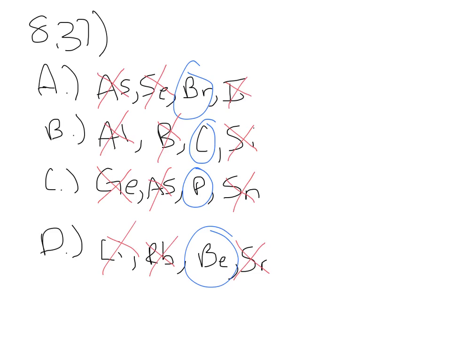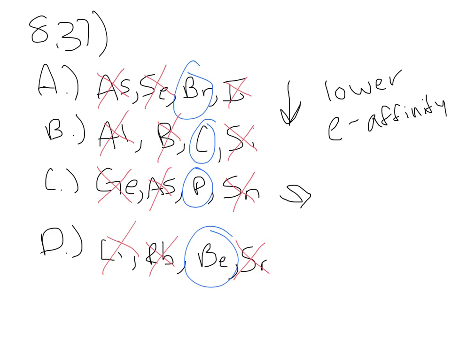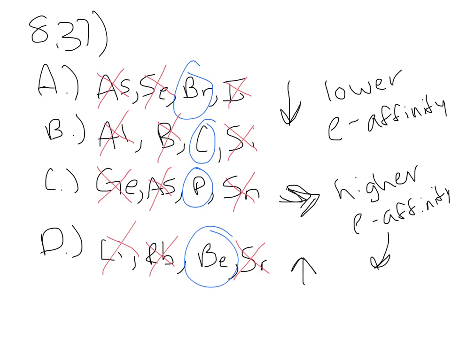So basically you just have to remember that the lower you go, the lower the electron affinity. But the farther right you go, that was a bad arrow, but the farther right you go, the higher the electron affinity. And then the higher you go, the higher the electron affinity. So you just have to remember those three things when you're doing these problems.